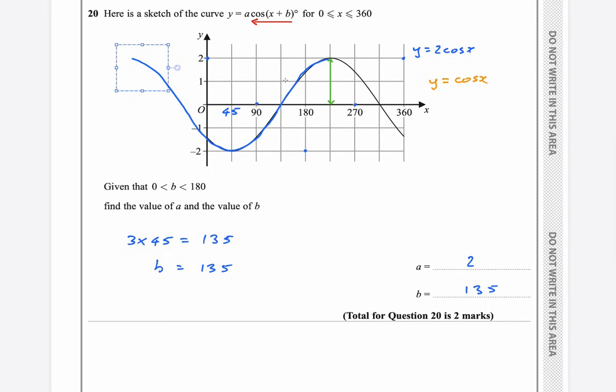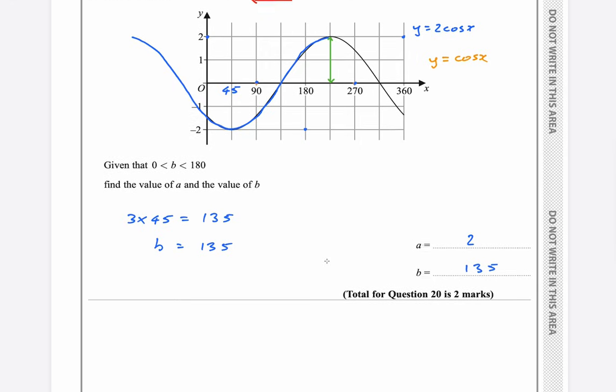So actually 2 cos x plus 135 is the same graph as minus 2 cos x minus 45. So they would be the same if you drew them. Anyway, that's just something extra. These are the two marks.